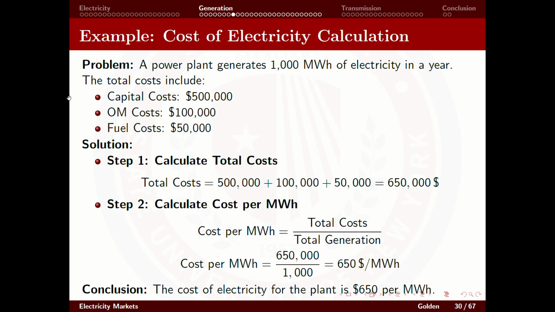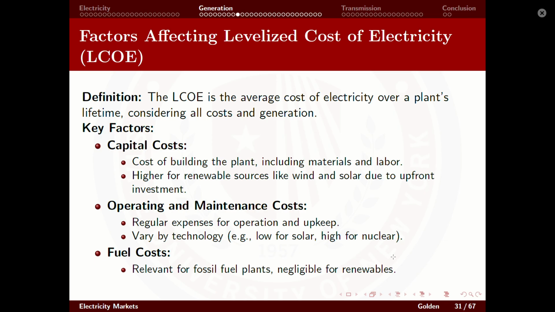So let's calculate the cost of electricity. A power plant generates 1,000 megawatt hours of electricity in a year. The total cost includes capital costs, operation and maintenance costs, fuel costs. So we add these together, and then we calculate the cost per megawatt hour, total cost divided by total generation, $650 per megawatt hour. And now, the levelized cost of energy is the average cost of electricity over the plant's lifetime, considering all costs and generation.